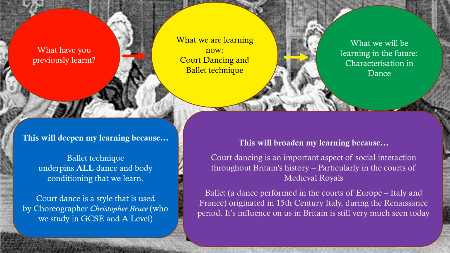Okay then guys, starting off with, what have we previously learnt? We should all know this, so pause the video and write down a few notes of what we've already learnt. Then, what are we learning now? What we're learning now is court dancing and ballet technique, so you'll see how the two overlap throughout the unit. And what we'll be learning in the future is characterisation in dance, which you'll also see develop through the unit. So why are we doing this?